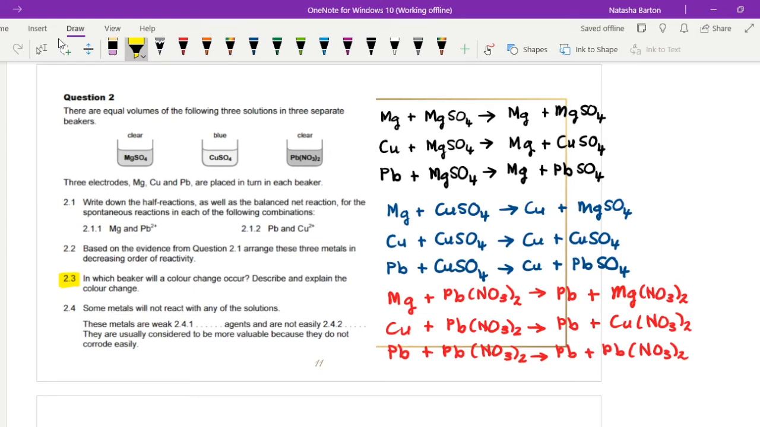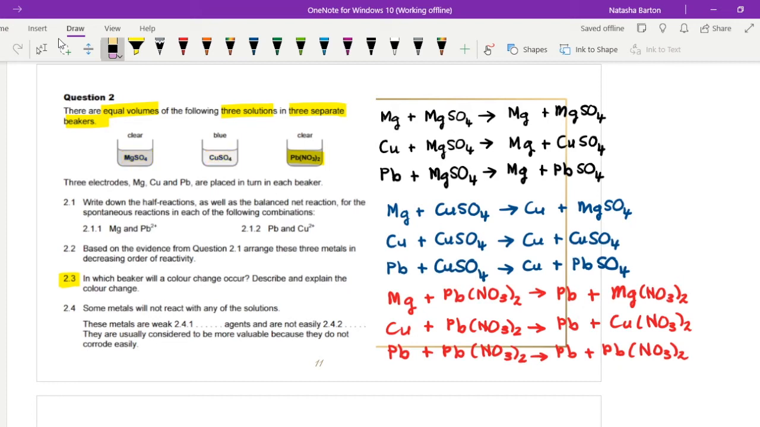So they say there are equal volumes of the following three solutions in three separate beakers. So we have magnesium sulfate, copper sulfate, and lead nitrate in solution. And they say that three electrodes, a magnesium, copper, and iron electrode, are placed in each beaker. So basically, we are just putting sticks or flat sheets of each of these into the solutions. That's what we are doing, and we want to see if a reaction will take place or not.